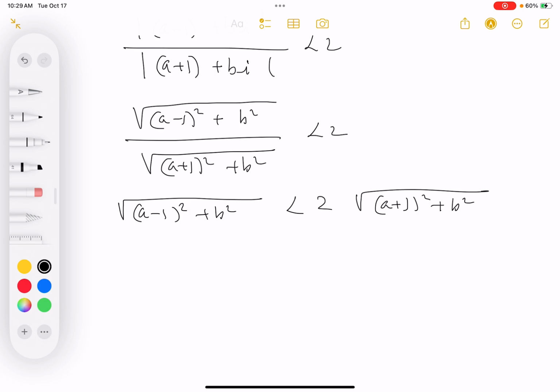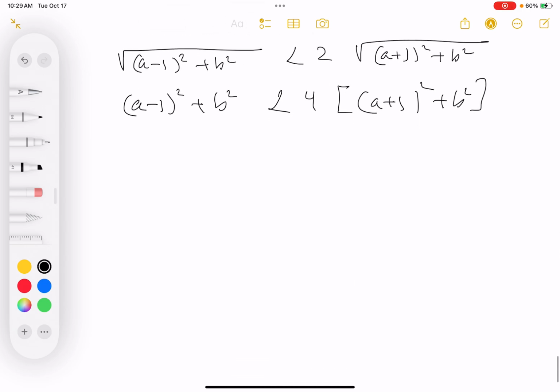I'm going to square both sides. And again, they're really nice things to square because they're both positive numbers, so it's really easy to do. You just get a minus 1 squared plus b squared. Here you get 4. Then you get a plus 1 squared, sorry about that, plus b squared. All right, let's keep working on this. And where it's going to go, who knows? You get a squared minus 2a plus 1 plus b squared. This is going to be 4. I'll go slow. A squared plus 2a plus 1 plus b squared.